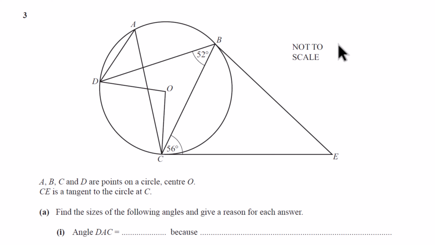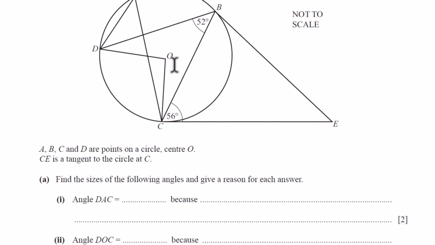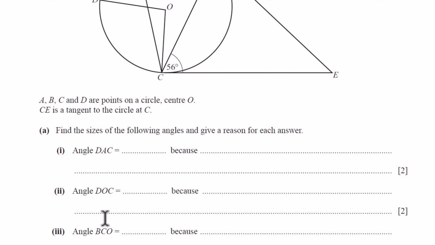Moving on. This question number 3 is on circle geometry, and we are asked to find the sizes of the following angles. The first one is angle DAC, which is this angle here, and we are to give reason for whatever value we have got. And also DOC, which is the angle at the center, we're also to give reason. Angle BCO as well, and give reason.